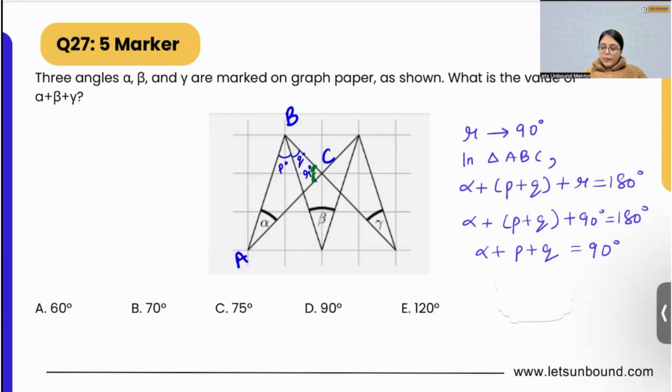So if somehow I show that P is equal to either gamma or alpha, and similarly Q, I think my task will be done. So let's just have a look again in the diagram and see, can we get a relation between P and any of the other two angles, beta, gamma, similarly for Q.